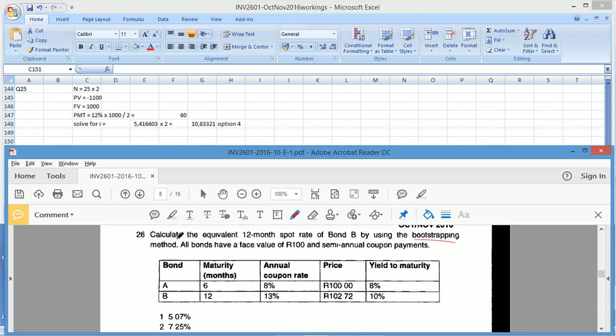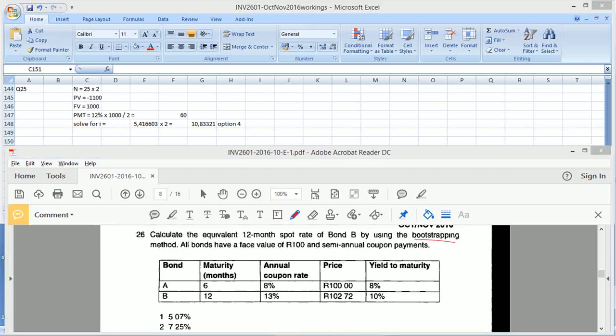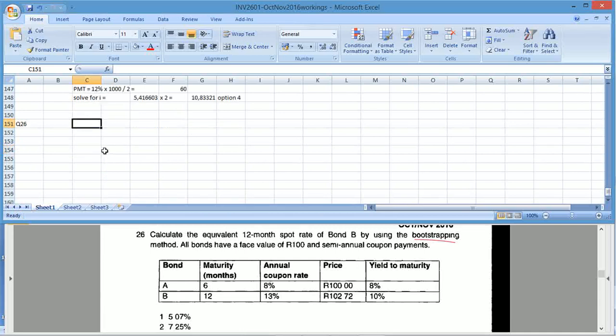So here they want you to calculate the equivalent 12-month spot of bond B. Okay, because they've given you prices here, so you're working backwards. In order to calculate this, we're going to need the price. So they want to know the equivalent 12-month spot rate of bond B using the bootstrapping method.